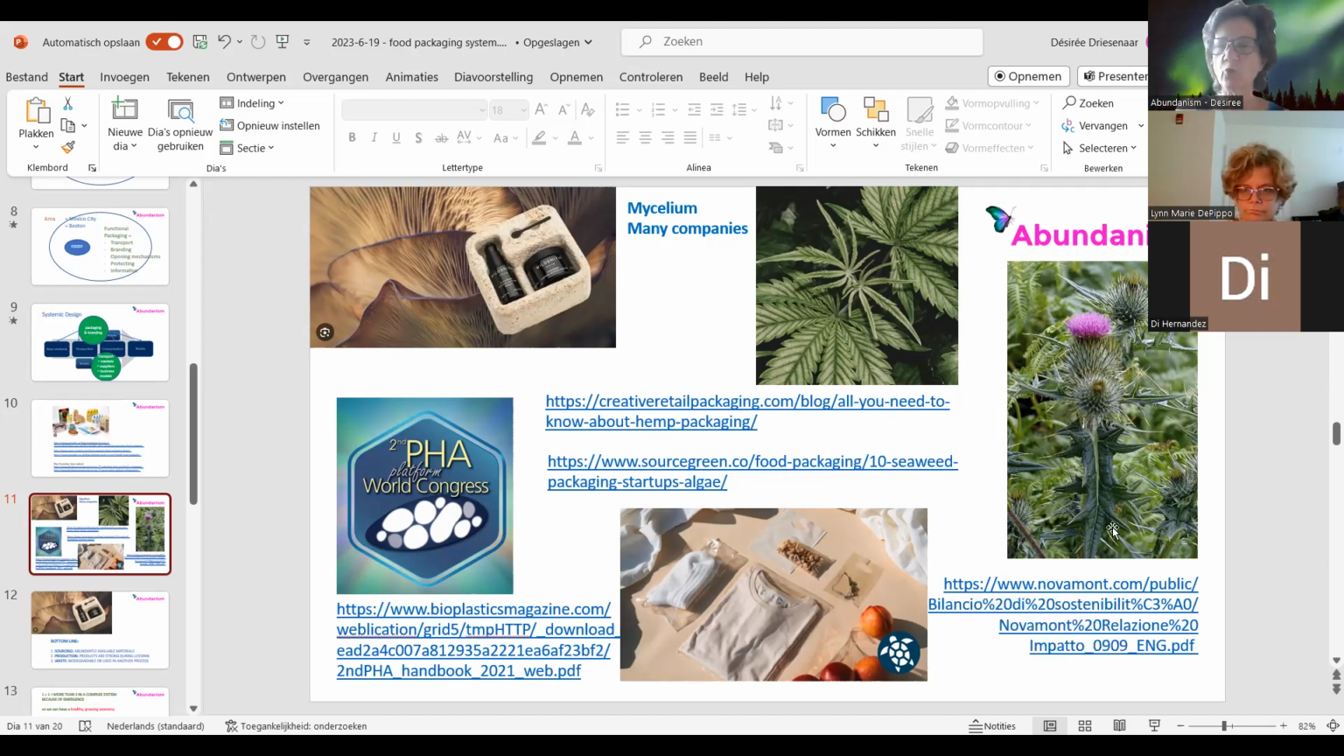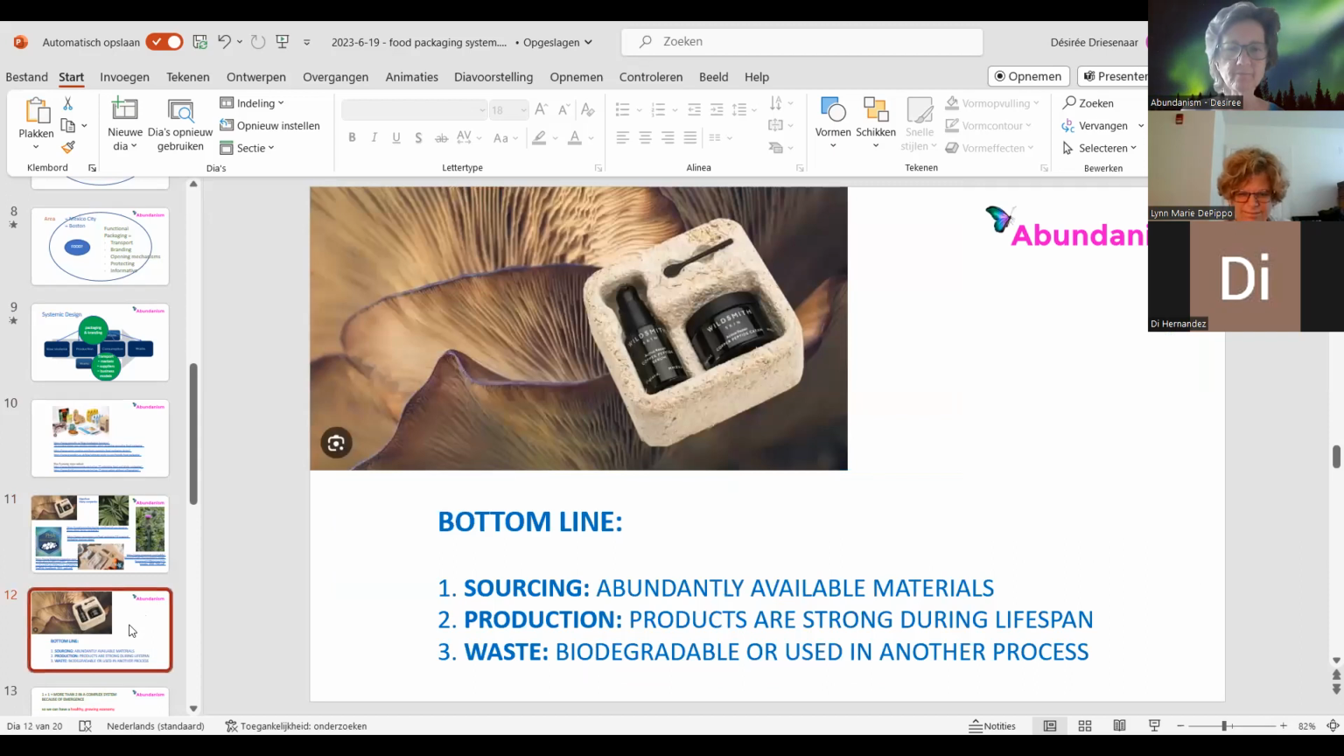There's also this Novamont company in Italy. They make plastics out of thistles, and also very biodegradable. It's used a lot. They already have like 5 factories in Italy, so it's also not small anymore. So there's really a lot of things that have already happened in this field.